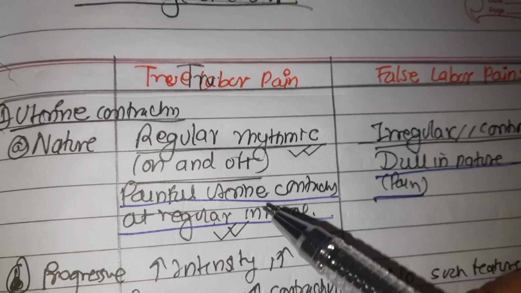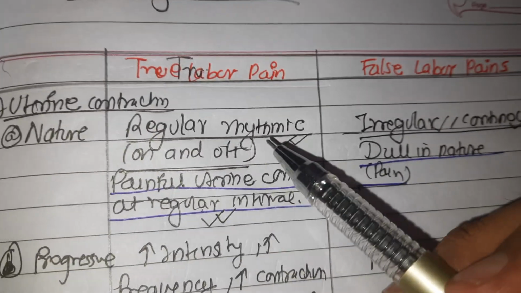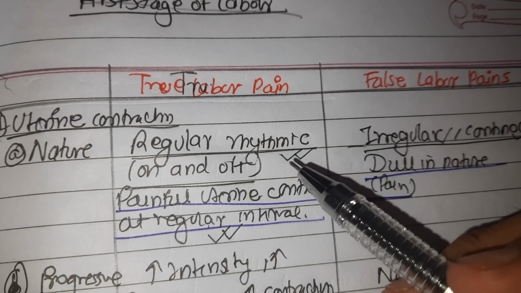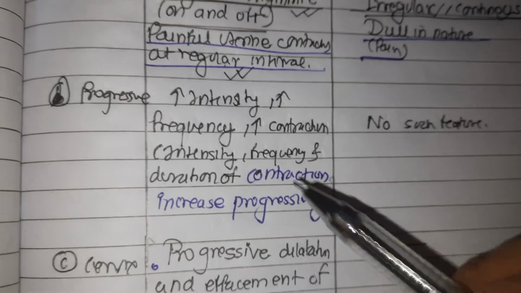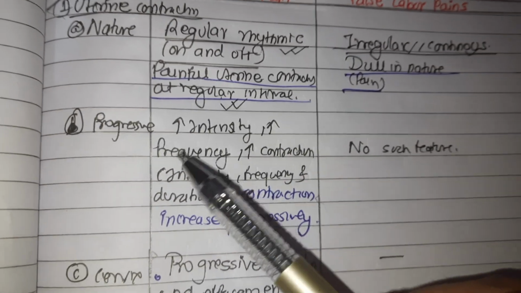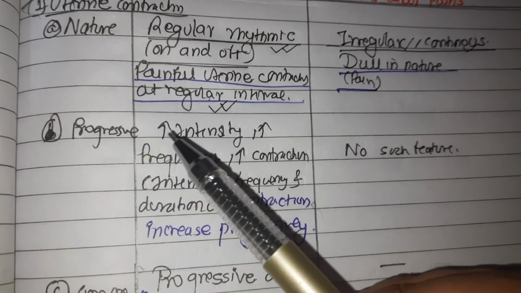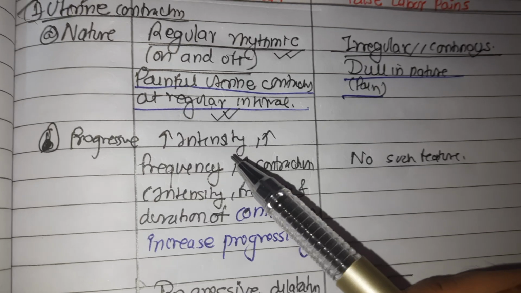That's why oxytocin also produces rhythmic and regular contraction, and that's why it can be used for induction and augmentation. And the nature of the uterine contraction is that it is a progressive type of contraction.